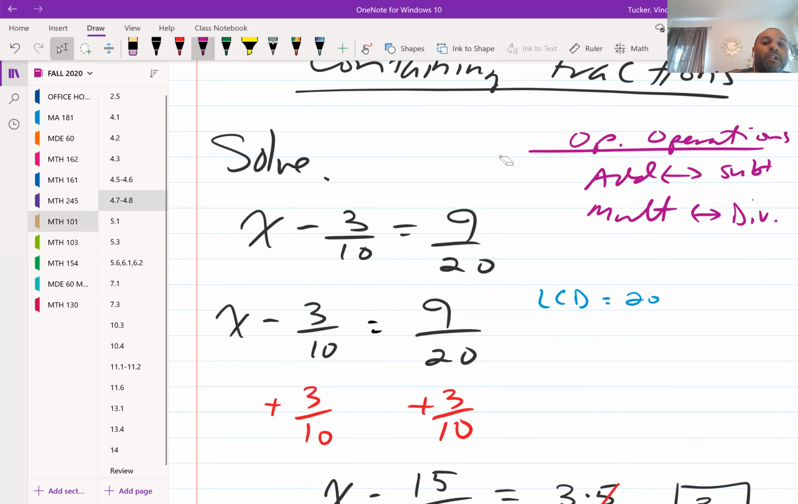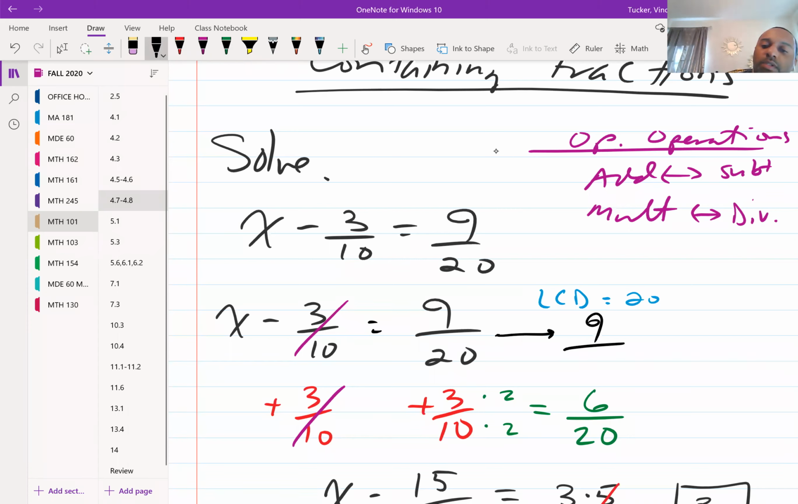All right. 3/10 and negative 3/10 will cancel on the left. On the right, once again, in order to add fractions, you need to find your common denominator. LCD of 10 and 20 is 20. So I'll multiply top and bottom here by 2, excuse me. And it'll be 6 over 10. I said 6 over 10, 6 over 20. Sorry about that. 6 over 20. And then here, this stays the same. 9 over 20.